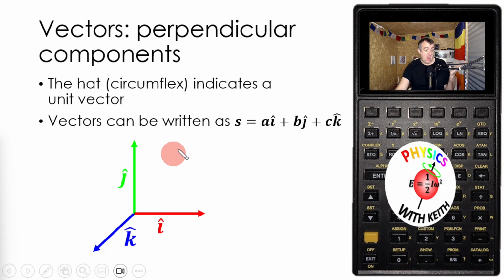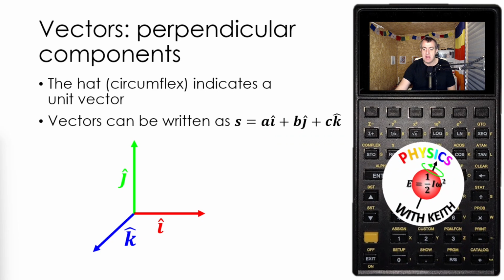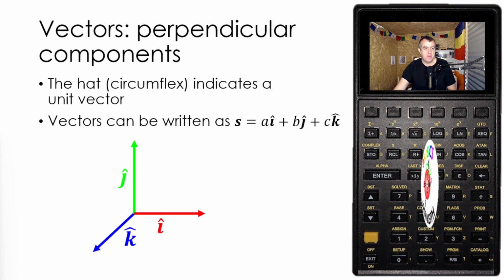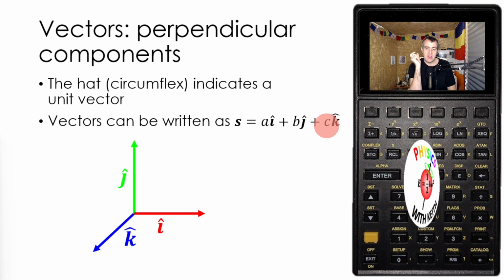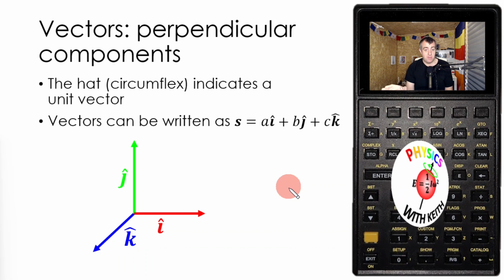So a vector, s for example, written in bold because it's a vector, could be written as a i plus b j plus c k. The a should not be bold because it's not a vector, that's a magnitude. So a is the magnitude in the X direction, multiplied by the unit vector i, plus b, the magnitude in the Y direction, multiplied by the unit vector j, and then add c, the magnitude of the component along the Z direction, multiplied by the unit vector k. So that is how we can represent any three-dimensional vector.